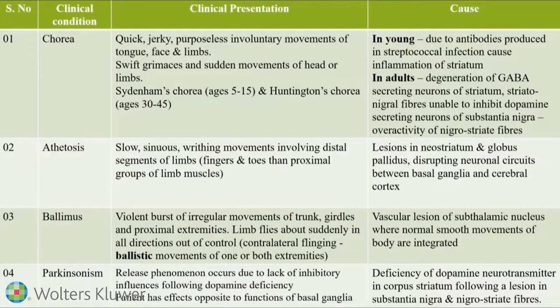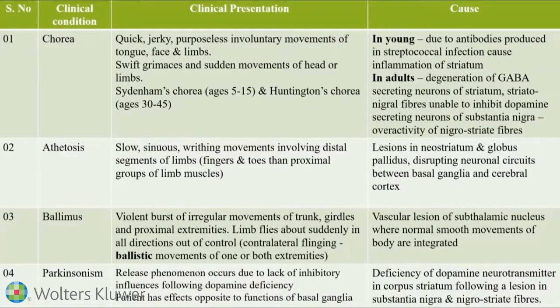In athetosis, there are slow, sinuous writhing movements involving distal segments of limbs, fingers and toes, and proximal groups of limb muscles. The cause could be lesions in neostriatum and globus pallidus, disrupting neuronal circuits between basal ganglia and cerebral cortex. Ballismus is a violent burst of irregular movements of trunk, girdles, and proximal extremities.